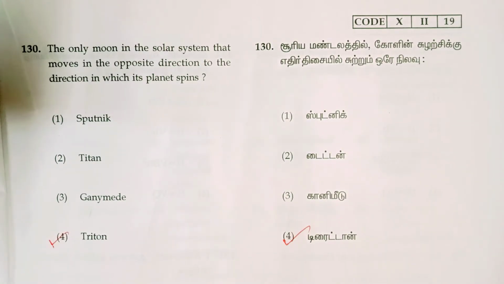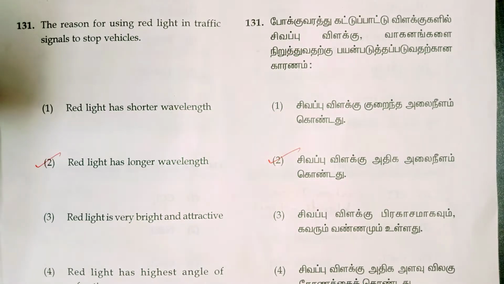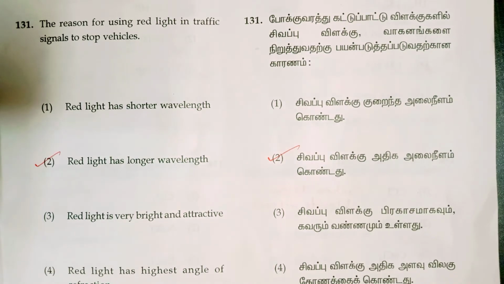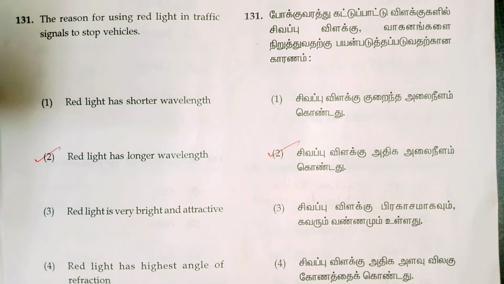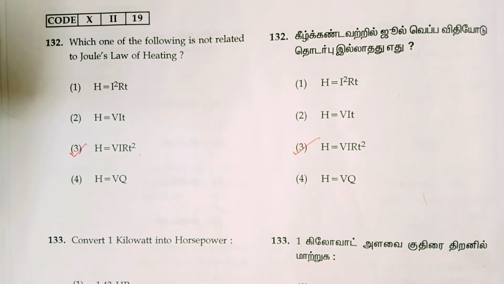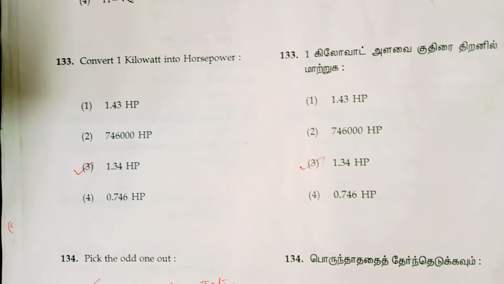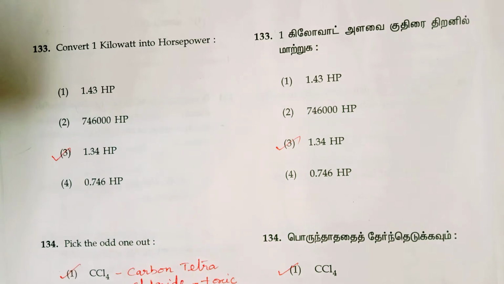The only moon in the solar system that moves in the opposite direction to the direction in which the planet spins is Triton. The reason for using red light in traffic signals to stop vehicles. Answer is red light has longer wavelength. Which one of the following is not related to Joule's law of heating? Answer is H equals VI or I squared T. Convert 1 kilowatt into horsepower. Answer is 1.34 HP.